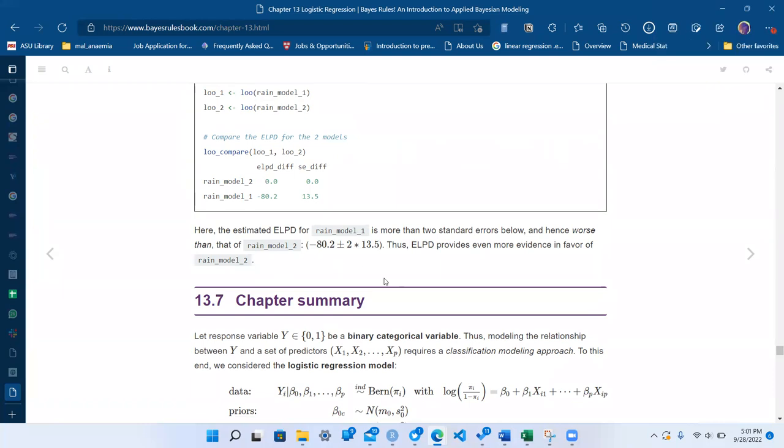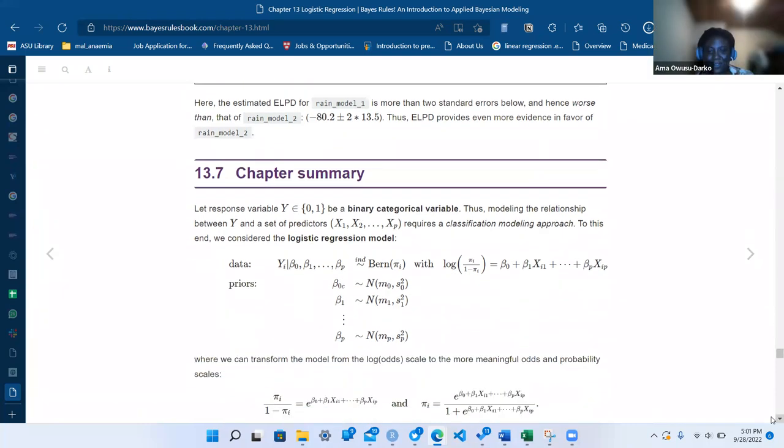It's the expected log probability density, right? So, I did that wrong, didn't I? What is he saying here? Worse than rain model one. It's worse. So I see, I got it backwards. Yeah, because it's log, that's why. So minus 80 is a really small log. You know, e to the minus 80 is a really small number, right? Compared to that, it's minus 80 log below.